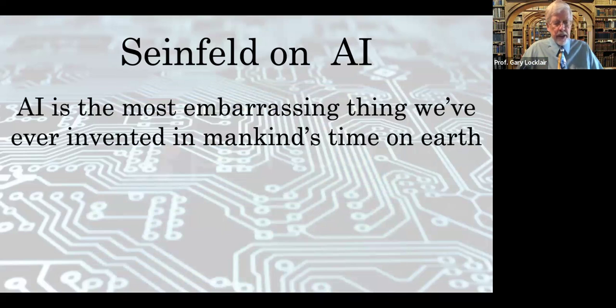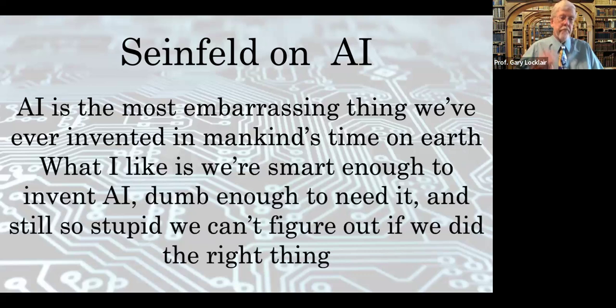Jerry Seinfeld on artificial intelligence. AI is the most embarrassing thing we have ever invented in mankind's time on Earth. Oh, so you can't do the work? Is that what you're telling me? You can't figure it out? This seems to be the justification for AI. I couldn't do it. This is something to be embarrassed about. The ad campaign for ChatGPT should be the opposite of Nike. You just can't do it. Making fake brains is risky, Seinfeld says. Frankenstein proved that.